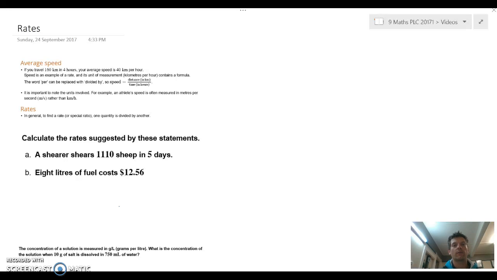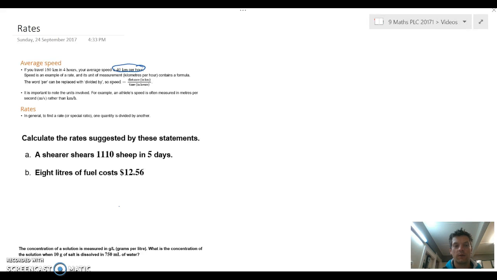In today's lesson we're looking at rates, and we hear rates all the time, particularly in the news, things like interest rates. And one of the most common forms of rates is actually speed. And when we talk about speed, we'll often give the answer in kilometres per hour. And what we're doing is taking the average of the distance over the time.